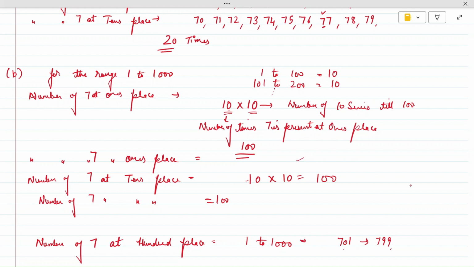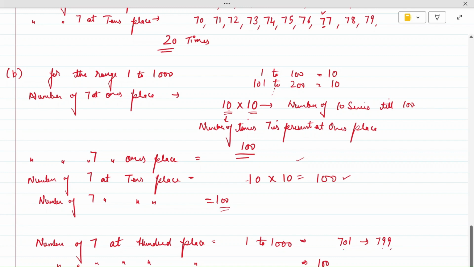We have covered the sevens which were present at tens place in this part, and now what we have to calculate is the 7 which is present at the 100 place. Here we can directly see the 7 is being repeated 100 times in this series from 700 to 799. So the number of 7 at 100 place is 100. The number of 7 at tens place was also 100 and at ones place was also 100.